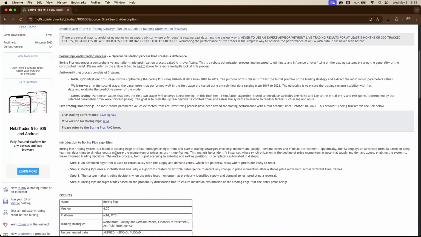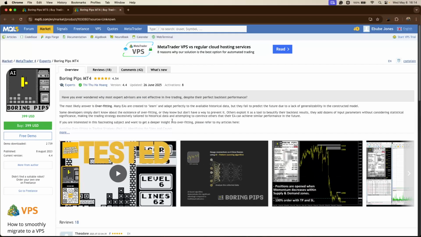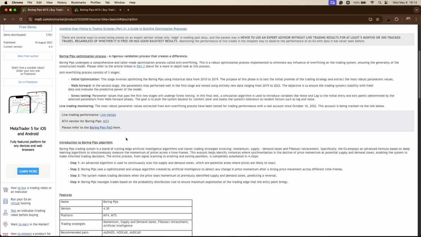And it's also available on MetaTrader 4. You can check it out. This is the link to check it out on MetaTrader 4, and this is it on MetaTrader 4. It's exactly the same thing but just different platforms.